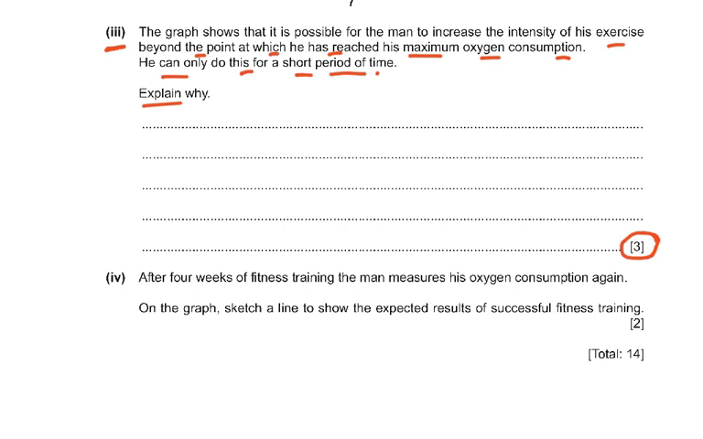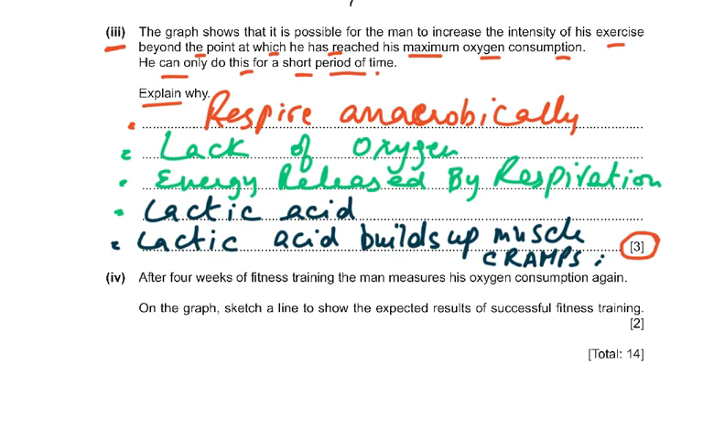So for the 3 marks that they've asked you, you have to talk about anaerobic respiration. You have to talk about the anaerobic part and the production of lactic acid and the lactic acid buildup in the muscles causing fatigue or cramps. So respire anaerobically, lack of oxygen, energy released by respiration, and lactic acid causes cramps or pain in the muscles and you have to stop exercising.